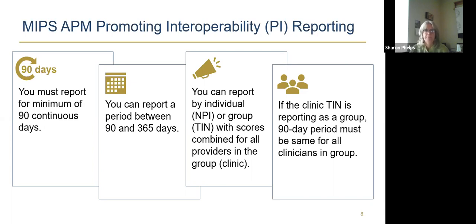The last thing is, if you are going to report as a group, then you report that group data all combined for one time frame. You can't pick the best 90 days for each provider and then add that together as a group score. For a group, you have to use one single time frame.